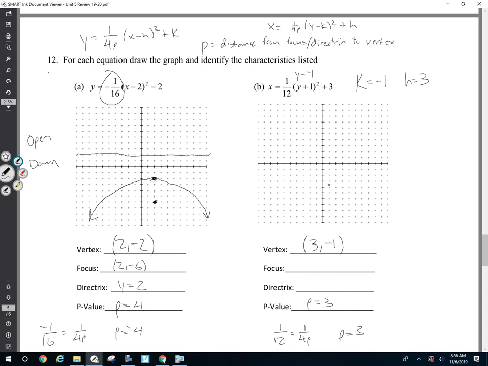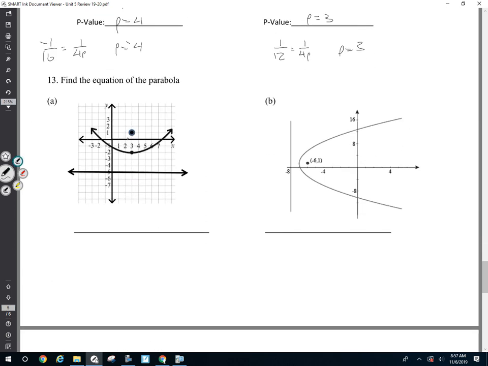Okay, so since the p-value is 3, let's start with our vertex, 3, negative 1. I need to go to the right and to the left because this is x equals a y squared. Since a is positive, we're going to open right. I'm going to sketch something that's opening to the right. That way we understand the focus is going to be the point that is inside the parabola. The directrix will be the one outside. I'm going to go 3 to the right, 1, 2, 3, to the point 6, negative 1, and 3 to the left, 1, 2, 3, to the point 0, negative 1, but really it is a line, a vertical line, x equals 0.